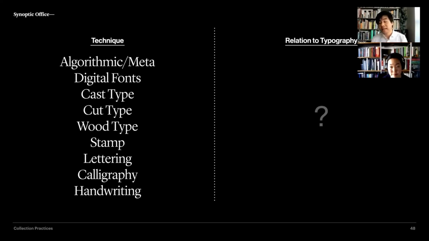to algorithmically generated typefaces, the range of techniques reflects different degrees of mass production and standardization, and its relationship to typography is always just a little bit different, right? We don't consider handwriting to be typography, but what about things like lettering and calligraphy? Those things are very interesting and open questions. Or even things like stamps. How is that different than, say, wood type?